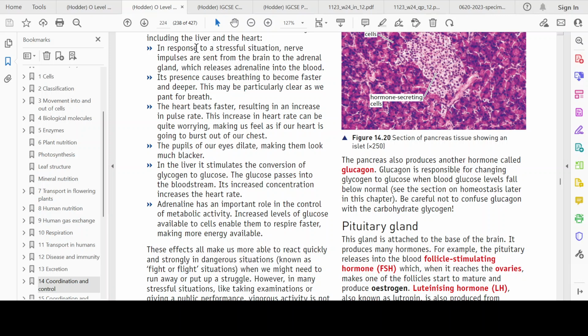So adrenaline is called the fight or flight hormone. Mostly in stressful situations, the heart beats faster, resulting in increased pulse rate. This increase can be quite worrying. It makes us feel as if our heart is going to burst out of our chest. The pupils in our eyes dilate, making them look much blacker, so that more light enters and we're able to focus better. Dilated means the pupil becomes larger, enlarges.